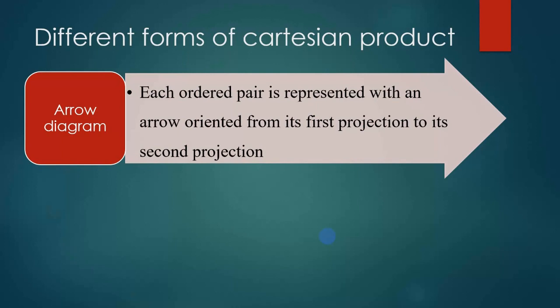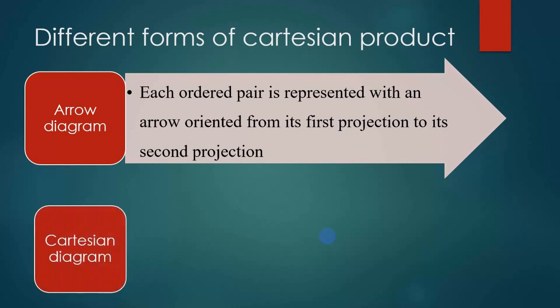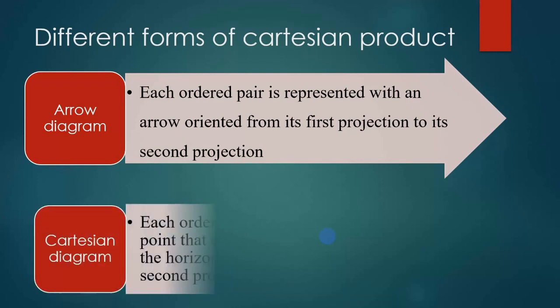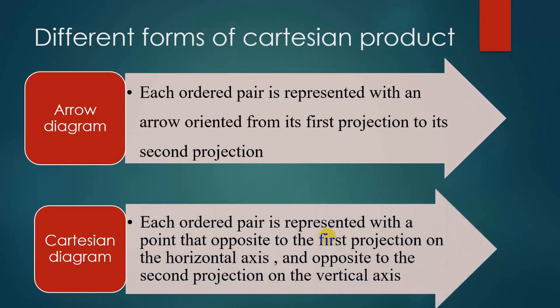Now, what about the Cartesian diagram? In the Cartesian diagram, each ordered pair is represented with a point. This point is opposite to the first projection on the horizontal axis and opposite to the second projection on the vertical axis. Let's see some examples.